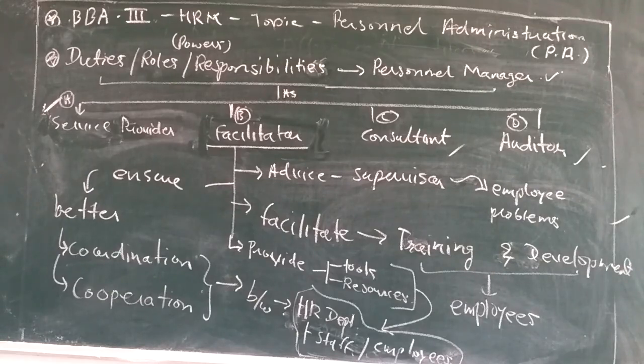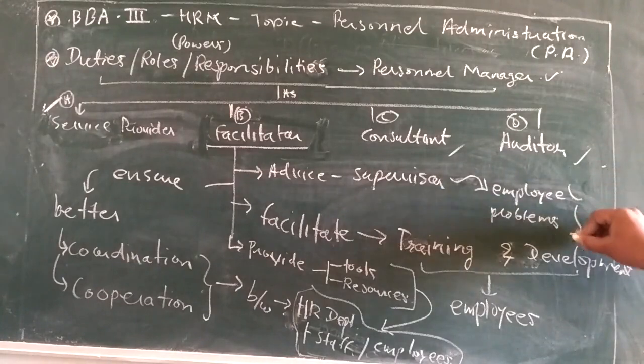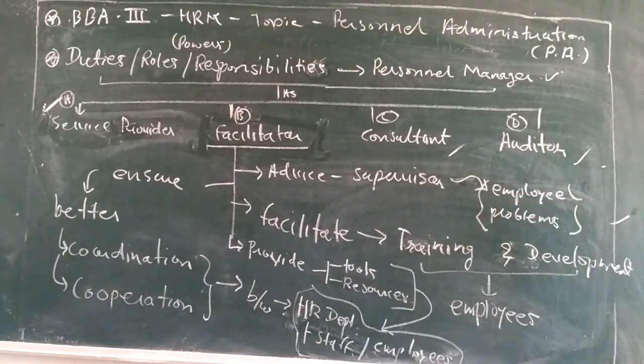So a supervisor has to deal with all the employees. So there could be employee problems. If employee problems are there, then this supervisor may need some kind of assistance or consultation or advice, and this advice is provided by personnel manager. So here, personnel manager, by providing advice to supervisor, performs the role of a facilitator. So one is to provide advice, or advising supervisor over employee problems.